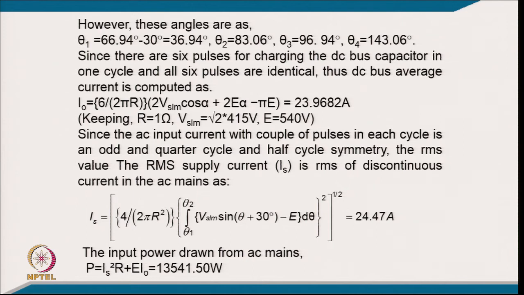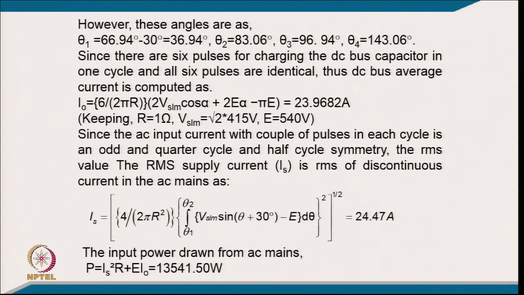Coming to how these angles are, we have calculated them corresponding to theta 1 value, theta 2 value, theta 3, theta 4 value, and since there are 6 pulses for charging the DC bus capacitor in one cycle, all 6 pulses are identical. The DC bus current you can calculate from this relation. It comes to 23.9682 ampere, keeping R equal to 1, VSM equal to root 2 into 415, and E equal to 540 in this relation.